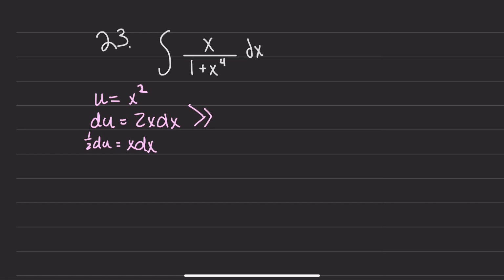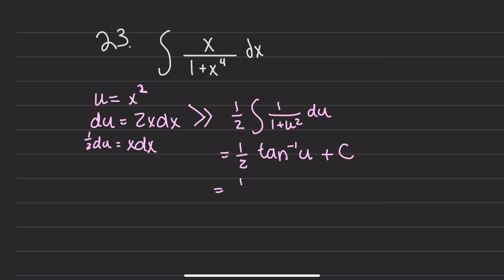Rewriting that, we get 1/2 of 1 over 1 plus u squared, because u is x squared, and then x to the 4th is u squared. You get that du, because of that 1/2 outside. 1/2 inverse tan of u plus c, plugging the u back in, 1/2 inverse tan of x squared plus c.